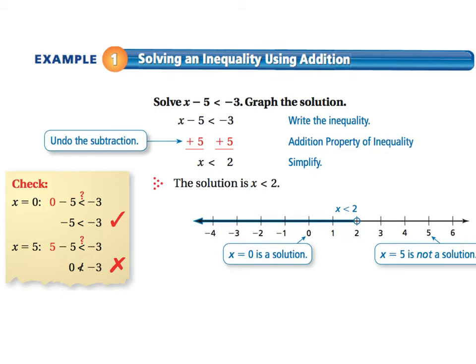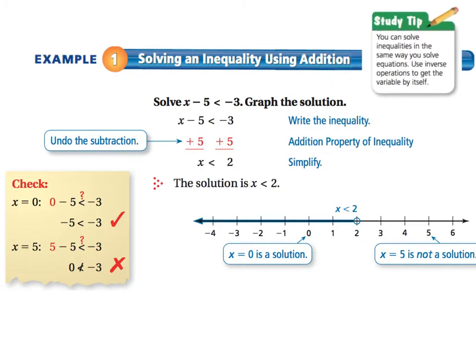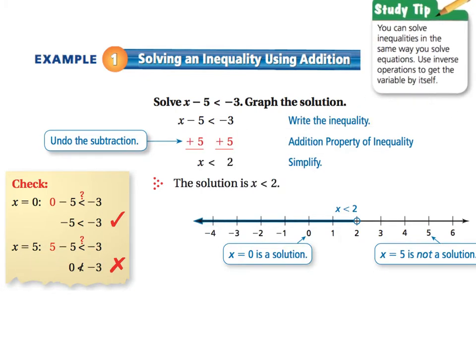To solve an inequality, here's your study tip. You're going to actually use the same operations you use when you solve an equation. The exact same thing. So here's my inequality. X minus 5 is less than negative 3. You then, to undo the minus 5, would add 5 on both sides by something called the addition property of inequality. You then simplify, you get x is less than 2.